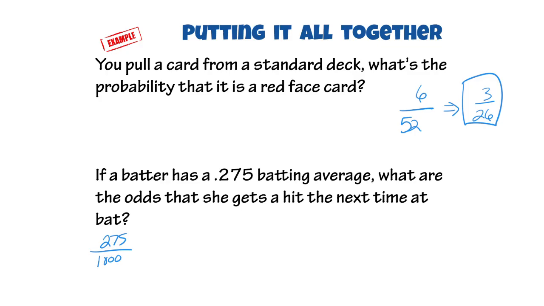Now, the first thing I would want to do with this probability is go ahead and reduce it. I know that at least 25 is going to go into both of those. So I'm going to do 275 divided by 25. All right, that's an 11. And 25 is going to go into 1,000 40 times.